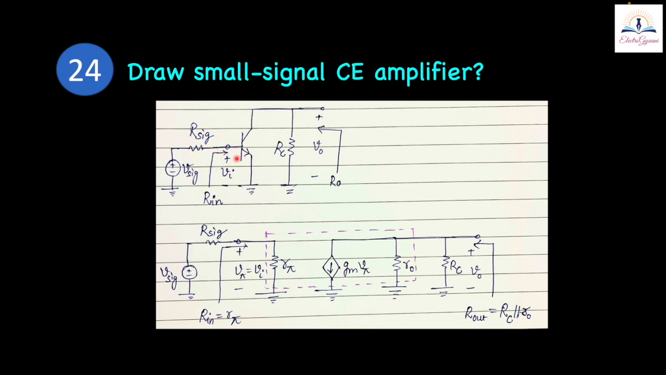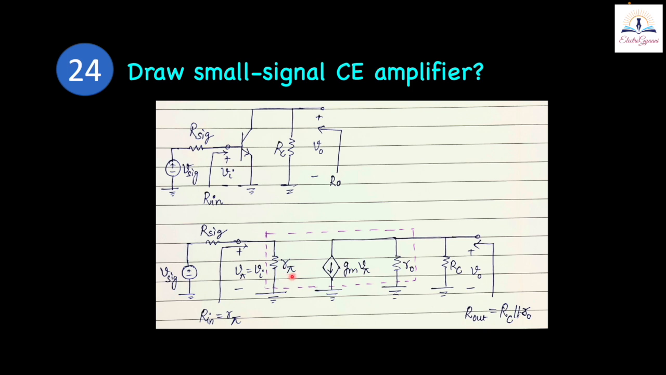Since we are going to draw the AC model of this common emitter amplifier, we have removed all the DC sources, and in place of this BJT, we have used the hybrid pi model. Look at this carefully. The rest of the part is the same. Nothing is changed.